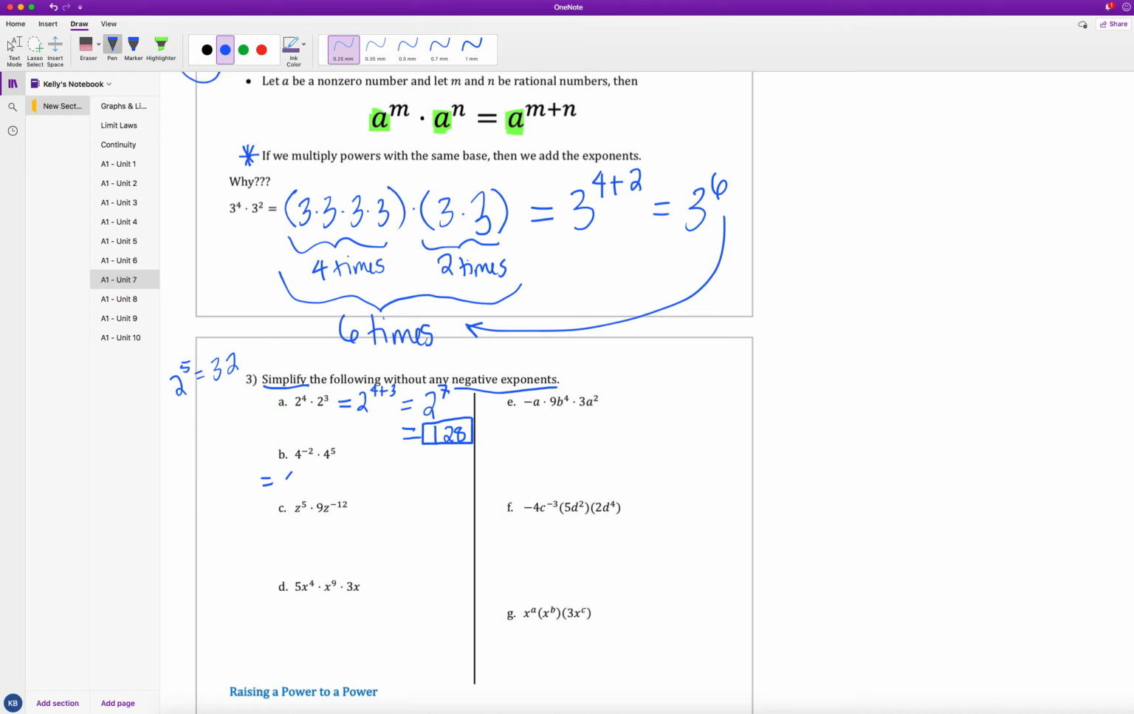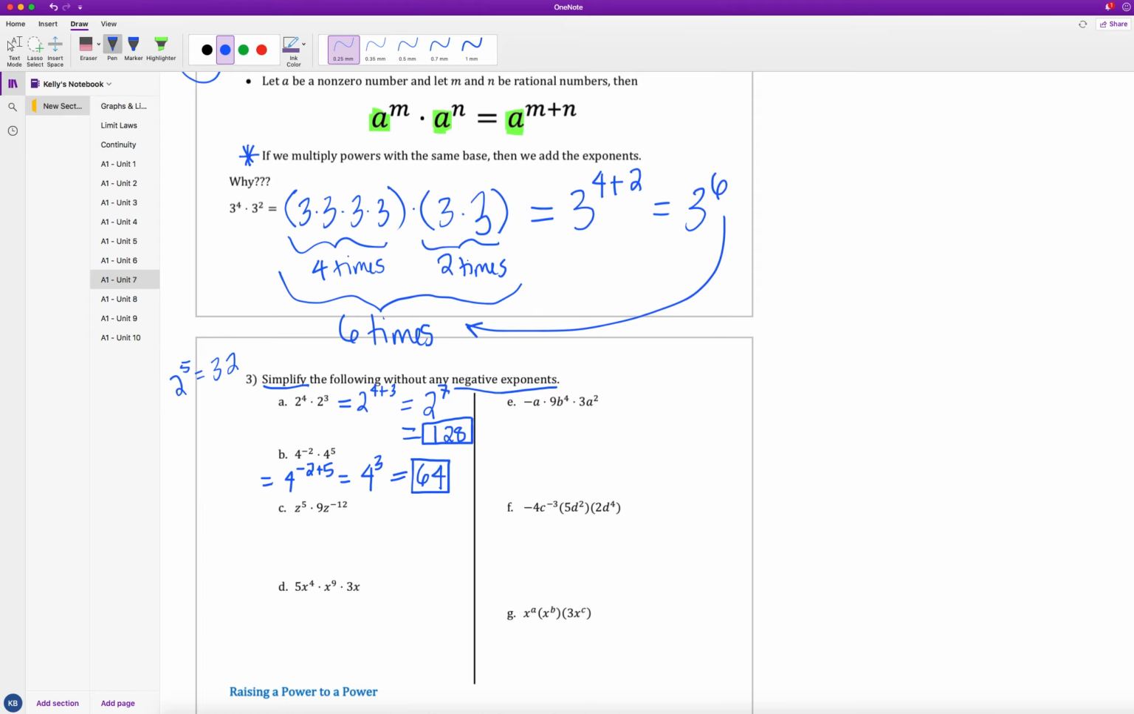So because they're the same, I can add the exponents. So I'll get 4 raised to the negative 2 plus 5. So even though this exponent is negative, I can still add them together. Just make sure you include that negative. Negative 2 plus 5 will give me 3. So I'll end up with 4 to the 3rd, which would be 4 times 4 times 4, which would give me 64.